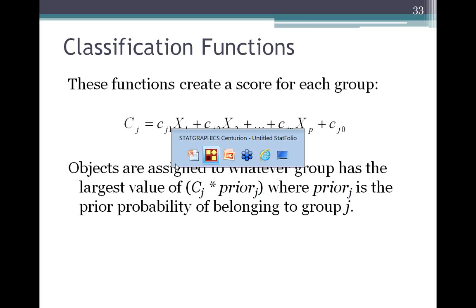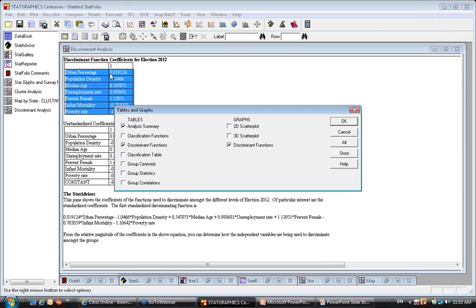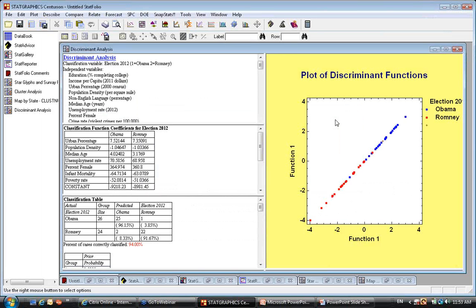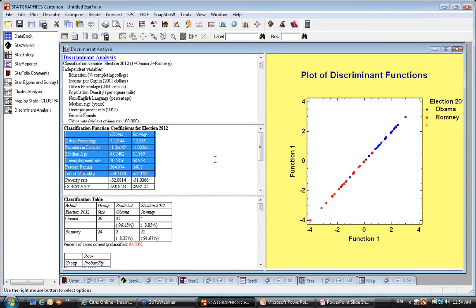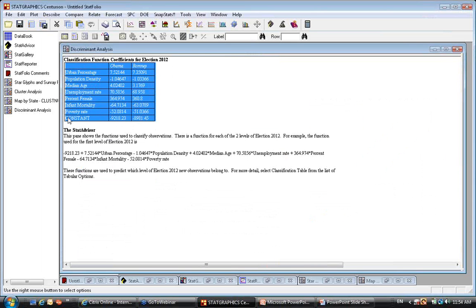Now, let's go back to Statgraphics. I'll show you where we go to find that. We go to the Tables and Graphs button, and I'm going to ask for two things: classification functions and classification tables. The classification functions show you those coefficients in the equation we were just looking at, the coefficients for the Obama classification function and for the Romney classification function. Those are in unstandardized units, so the coefficients themselves aren't that useful.